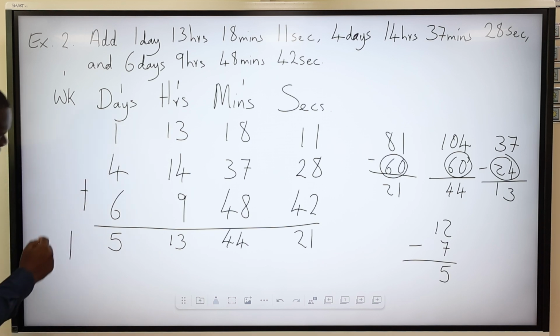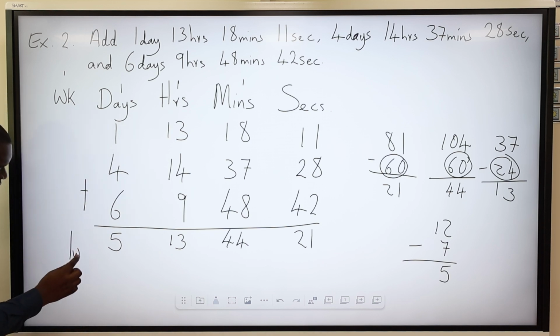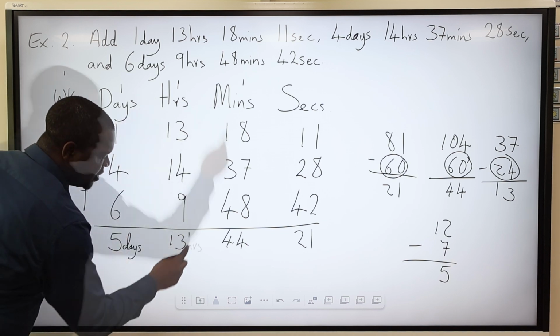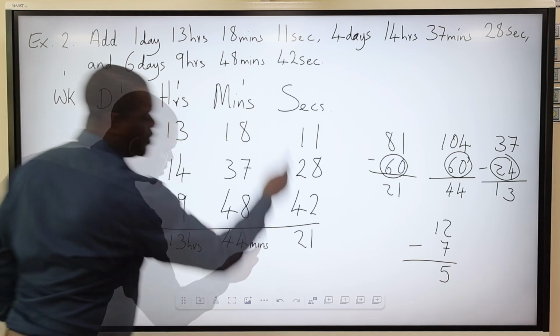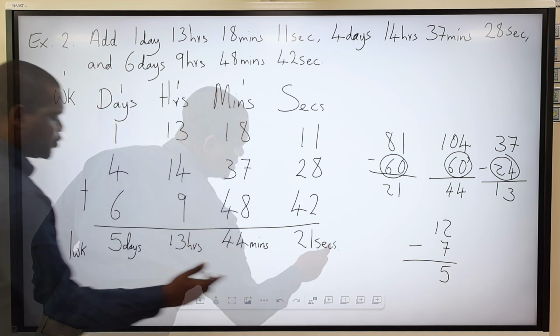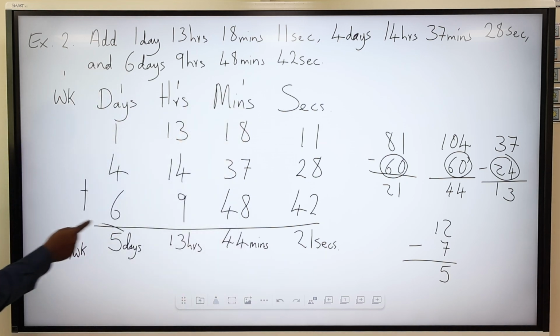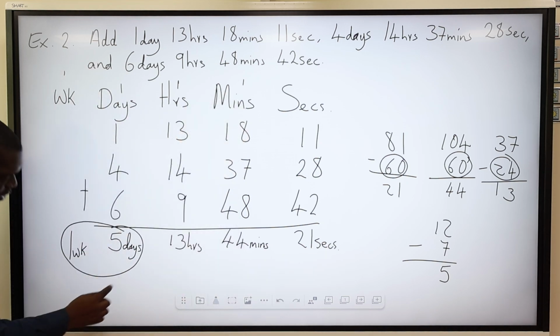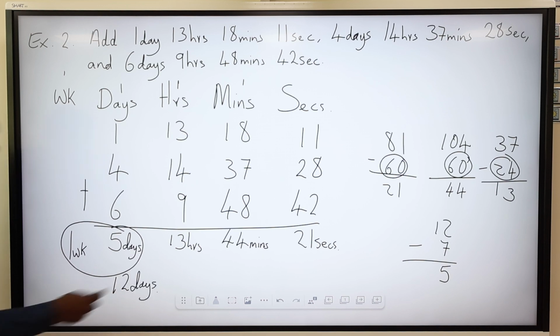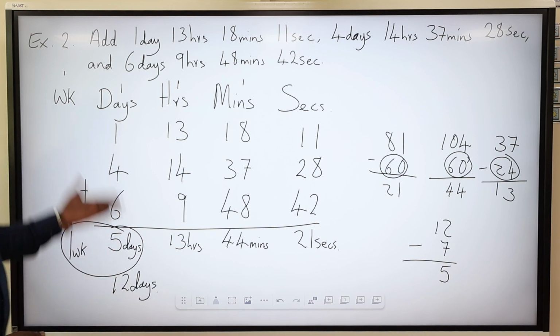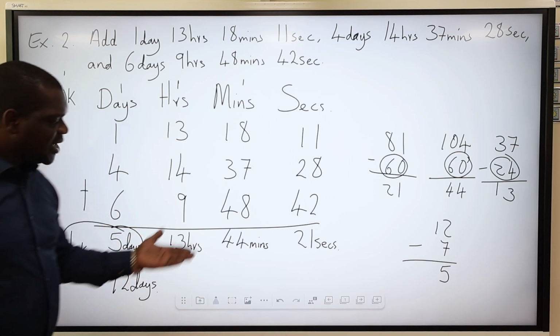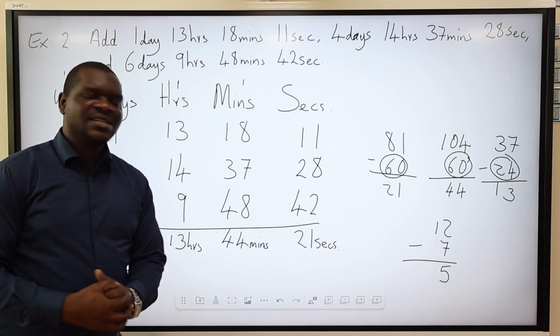In the final analysis, we'll have 1 week, 5 days, 13 hours, 44 minutes, and 21 seconds. Also, you can decide to put these two together as 12 days. It'll still be correct. So we'll have 12 days, 13 hours, 44 minutes, 21 seconds.